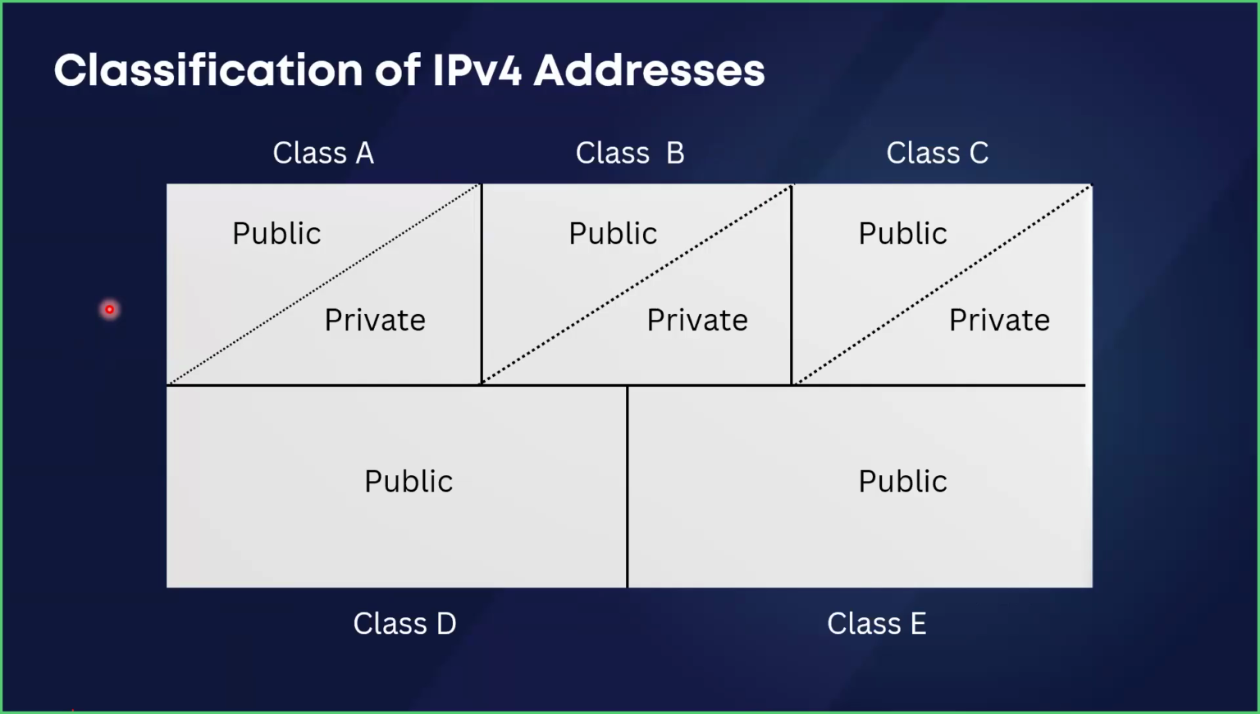So class A has public and private IPs in it. Class B also has public and private IPs in it. Class C also has public and private IPs in it. Class D and E are exceptions. They do not have any private IPs in them. They only have public IPs in them.